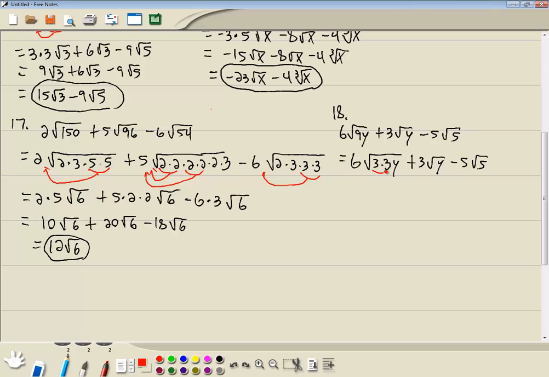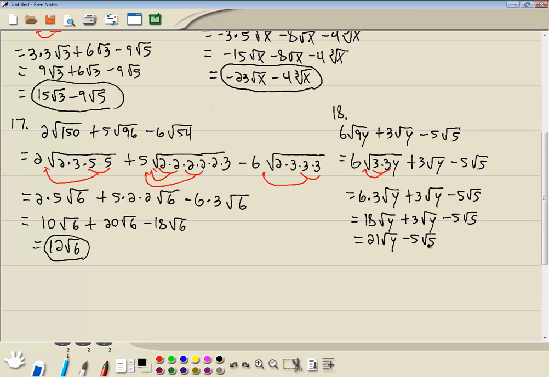Now we're looking for a pair of somethings. Here's a pair of 3s, so a pair of 3s is going to come out in front as a single 3. So we've got 6 times 3 square root of y plus 3 square root of y minus 5 square root of 5. Well, 6 times 3 is 18, so we've got 18 square root of y plus 3 square root of y minus 5 square root of 5. 18 plus 3 is 21 square root of y minus 5 square root of 5.